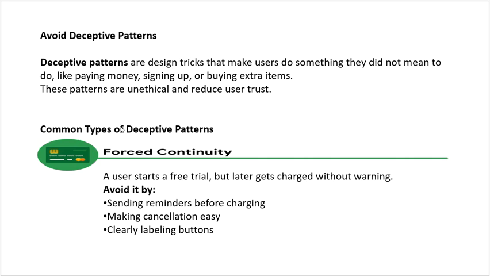Common types of deceptive patterns. First is forced continuity, where users start free trials but later get charged without warning. Avoid it by sending reminders before charging, making cancellation easy, and clearly labeling the buttons.